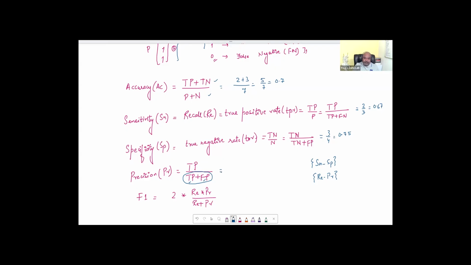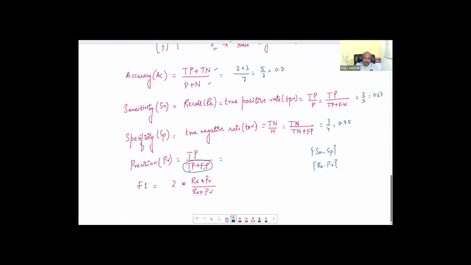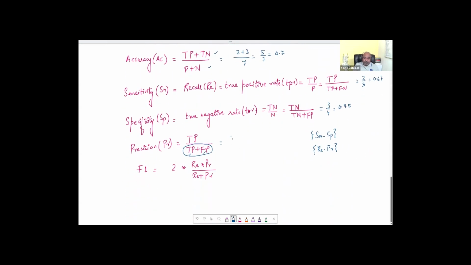So if you look at this, how many positives have I predicted? I have predicted 1, 2, and 3 positives, out of which 2 of them are correct. So 2 true positives divided by 2 plus 1, which is 2 by 3, which is again 0.67. When I talk about F1, F1 is a balance between recall and precision.